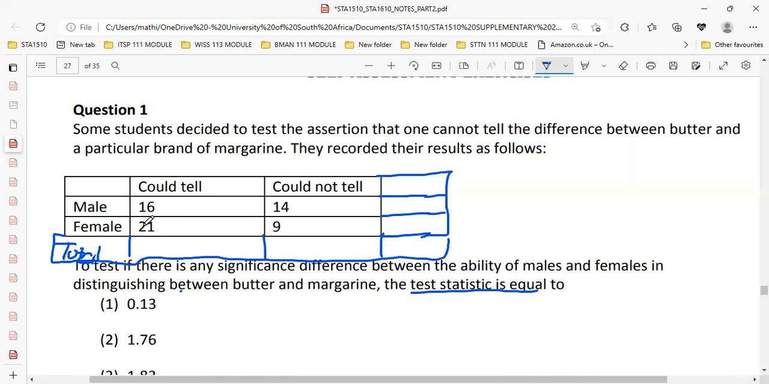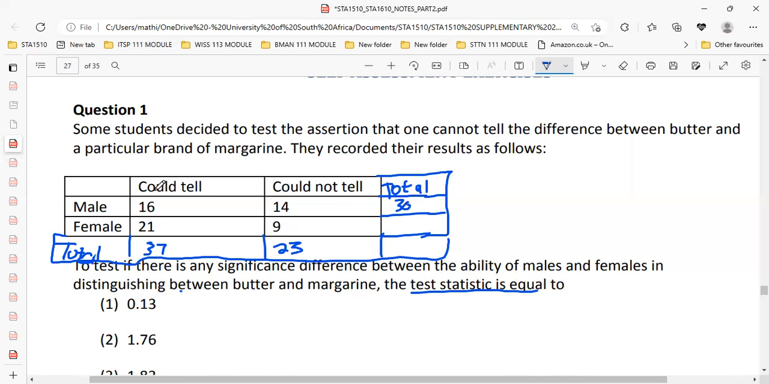Now we say 16 plus 21 should give us 37. That's our column total. Then now we say 14 plus 9, which will give us 23. Now here we have another total. So we say 16 plus 14, which will give you 30 here. So here it's 30.